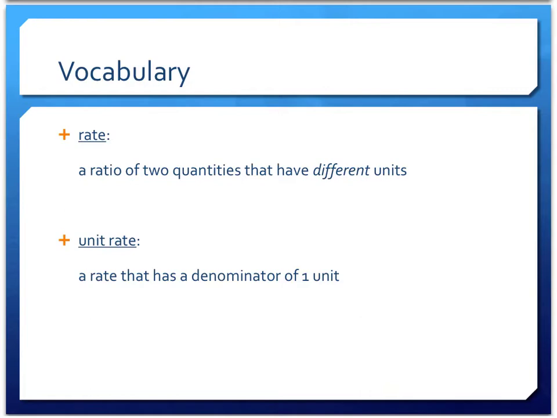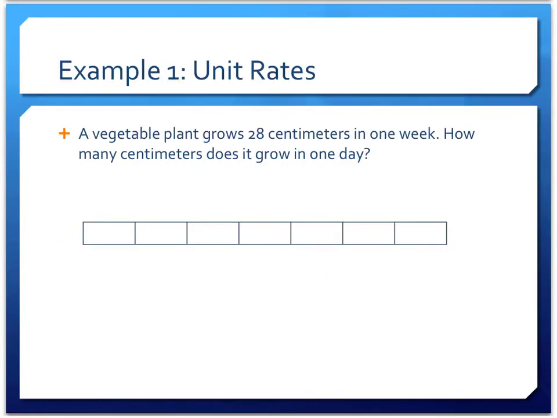So again, a rate is a comparison. A unit rate would be a rate that would have a denominator of 1. So basically we're comparing something to 1 unit. Please write these terms down and their definitions in your notebooks, that way you can have them memorized.